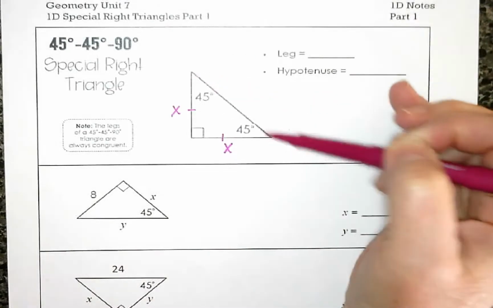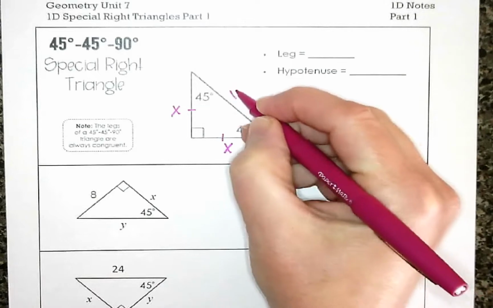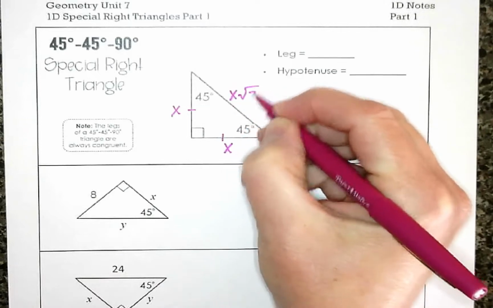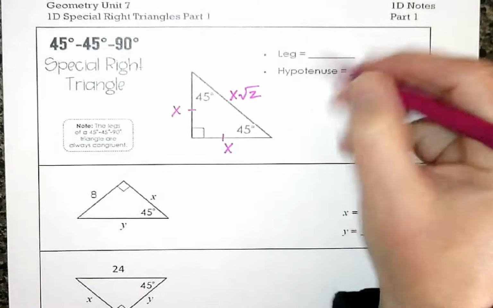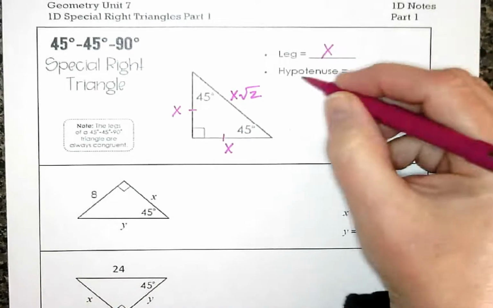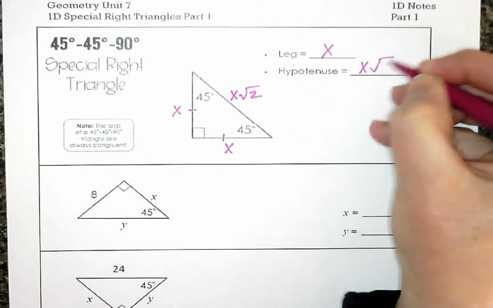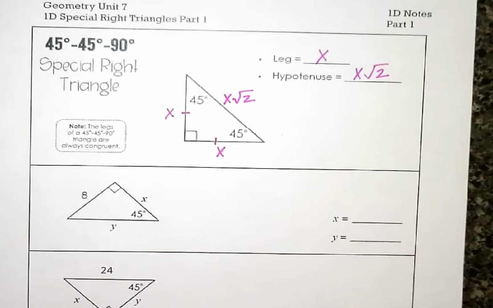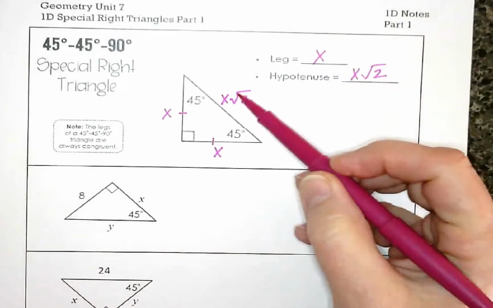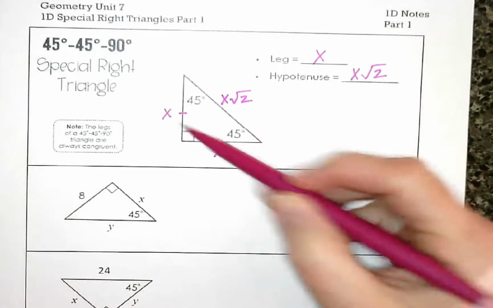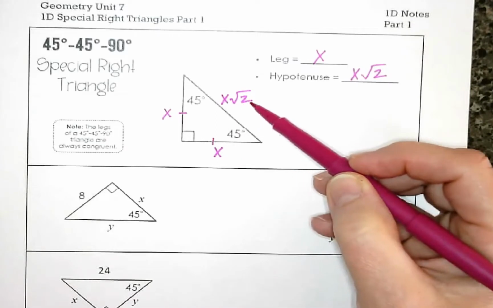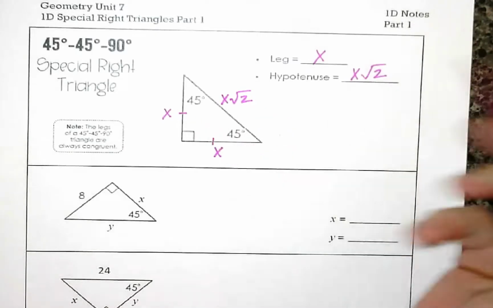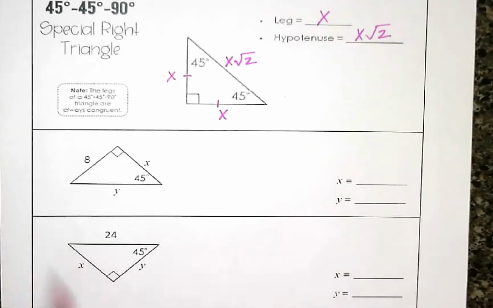The hypotenuse is always going to be in the ratio x times the square root of 2. So the leg is always going to be x, and the hypotenuse is always going to be x square root of 2. We get that using the Pythagorean theorem with x and x. So x square root of 2 is the hypotenuse, and x is what the two legs are. Let's go down and do a couple of examples.